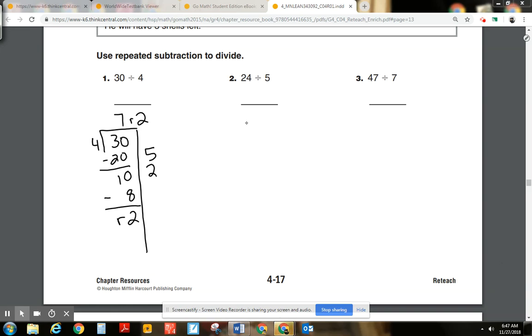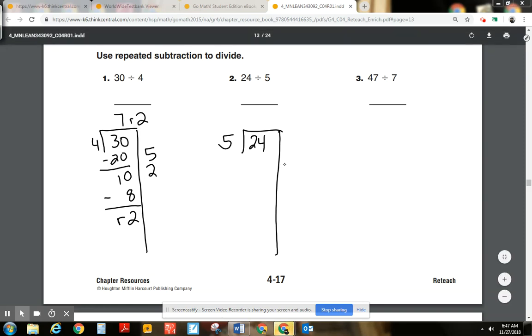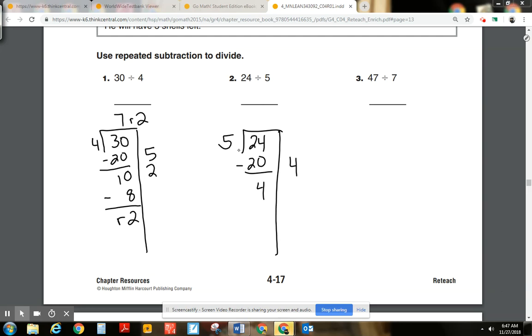Let's try this one. 24 divided by 5. Let's go down. Well, I can't do 10 because 10 times 5 is 50. How about 5 times 5? Well, that's 25. That's too many. So let's do 4. 5 times 4 is 20. I have 4 left. Can 5 fit into 4? No, it can't. So this is the remainder. So it would be 4, remainder 4.